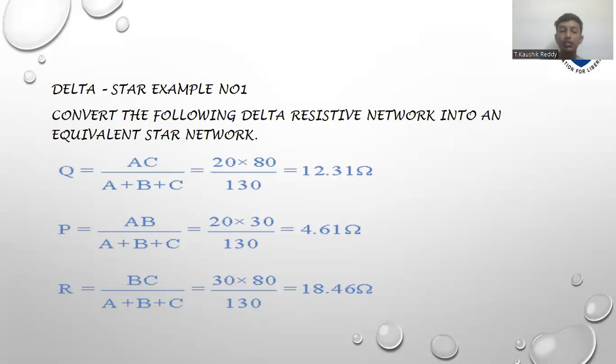Similarly, P is equal to AB by A plus B plus C is equal to 20 into 30 by 130. We'll get 60 by 13 on calculation. We get 4.61 ohms. R is equal to BC by A plus B plus C. So we get 30 into 80 by 130. If we calculate, we get 240 divided by 13. So here we get 18.46 ohms.